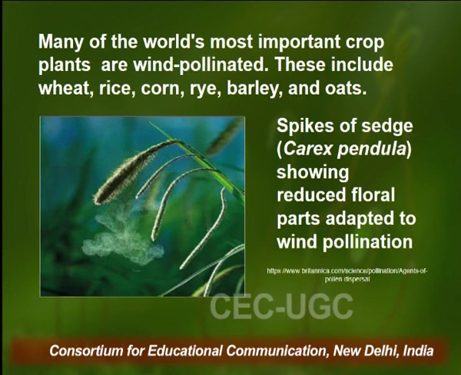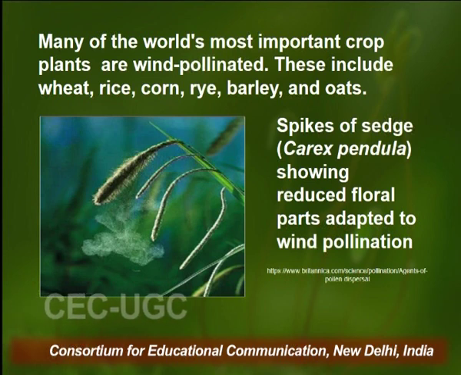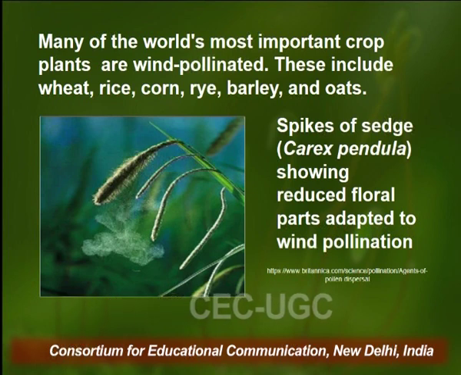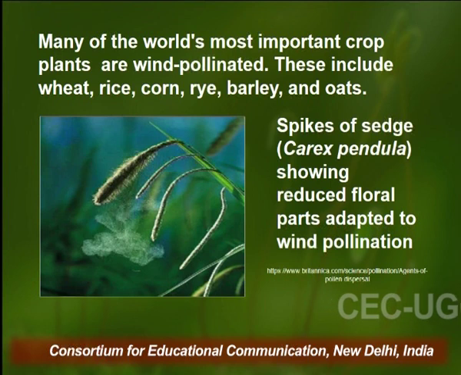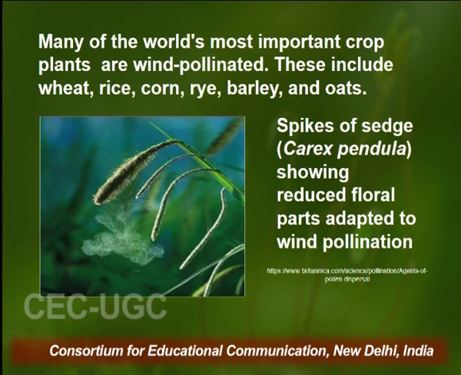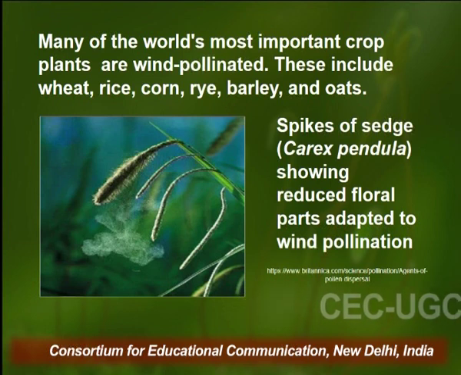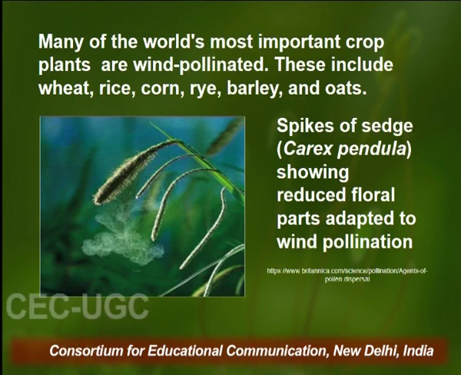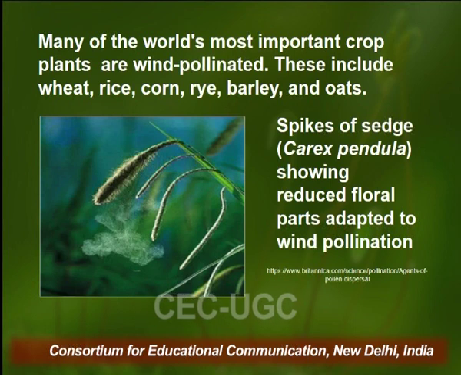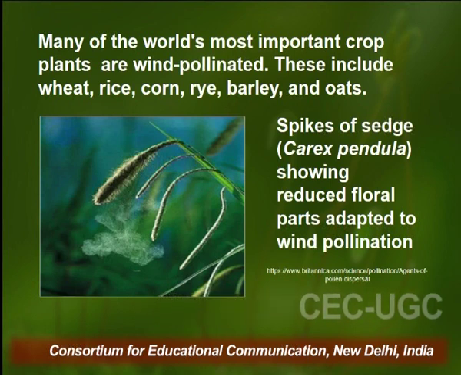Here you can see spikes of Carex pendula. Carex is also a wind pollinated species, and you see that the perianth is minimal over here, and such flowers and inflorescences are adapted for wind pollination. Most of the crop species which we know of, wheat, rice, corn, rye, barley, oats, are pollinated by wind only.